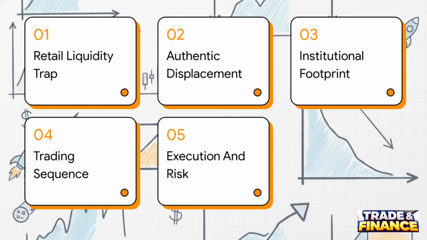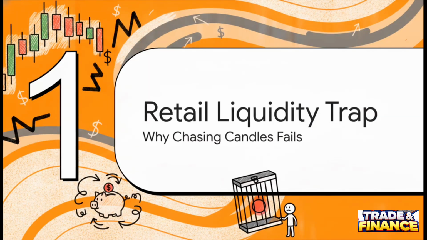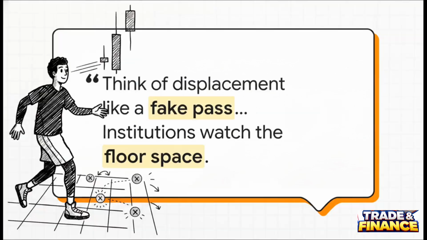So here's our roadmap for this explainer. We'll start with the retail liquidity trap, then defining authentic market displacement, the institutional footprint, the displacement trading sequence, and finally, advanced execution and risk. Let's get started. Section 1. The retail liquidity trap. Why chasing big candles fails.